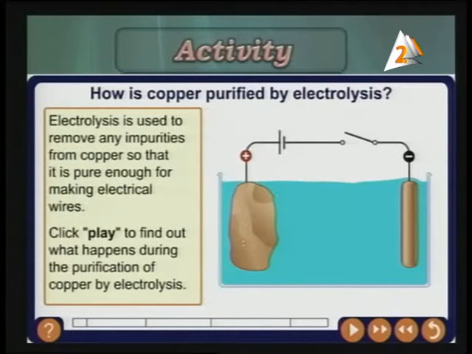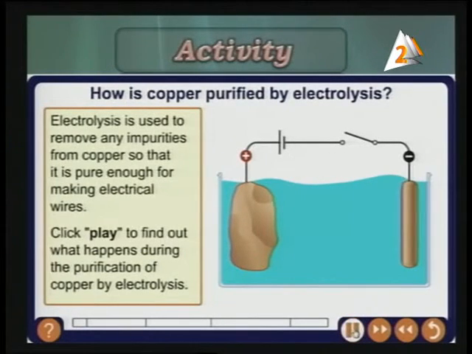Let's go and see this one. Here we have the commercial copper, and here we have a rod of pure copper. This pure copper is the negative pole, and the commercial copper is the positive pole, and here we have a battery, wires and a key.